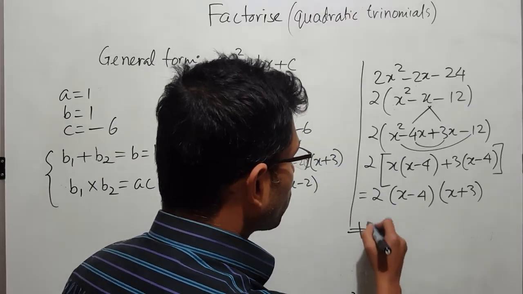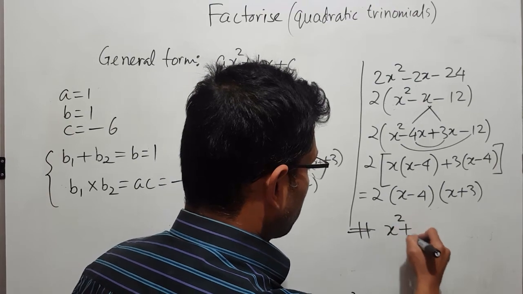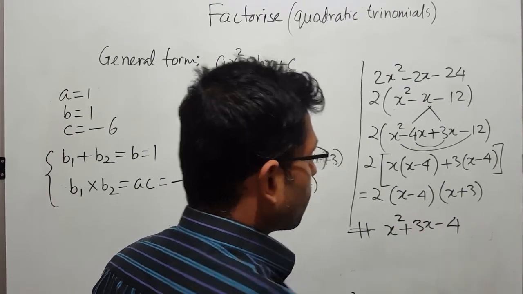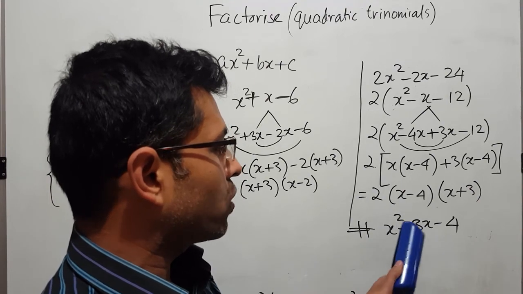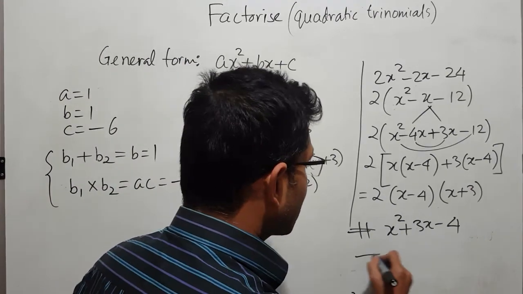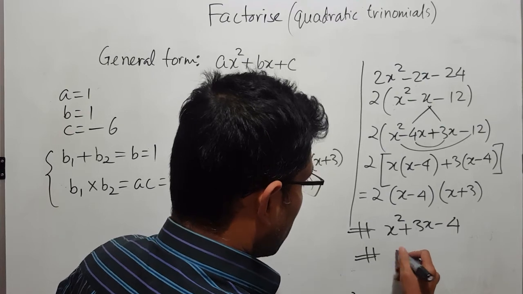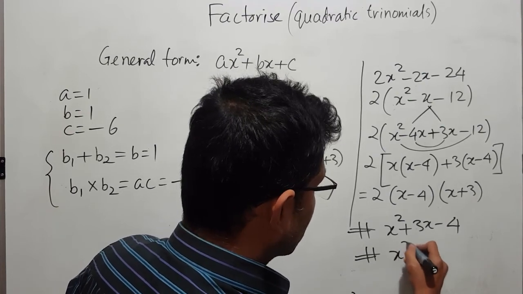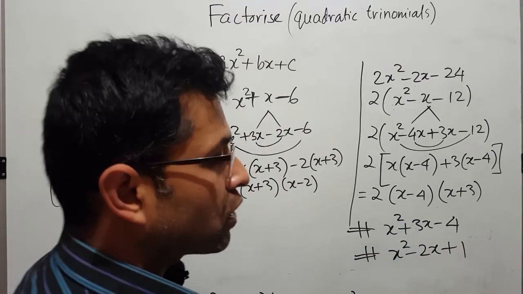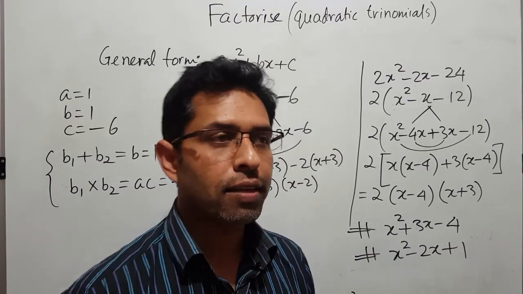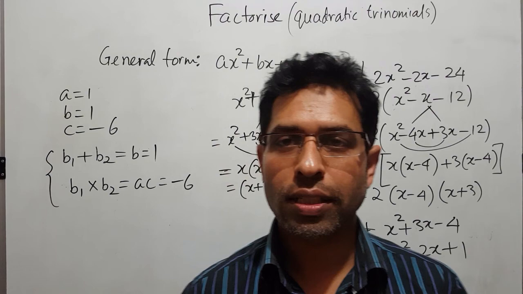Okay, so the first question for you guys to solve, x squared plus 3x minus 4, factorize it, not solve, sorry. So the first question to factorize is x squared plus 3x minus 4, and then the second question of this quadratic trinomial is x squared minus 2x plus 1. So factorize these two. If you have any concern about it, just put a comment in the comment box.